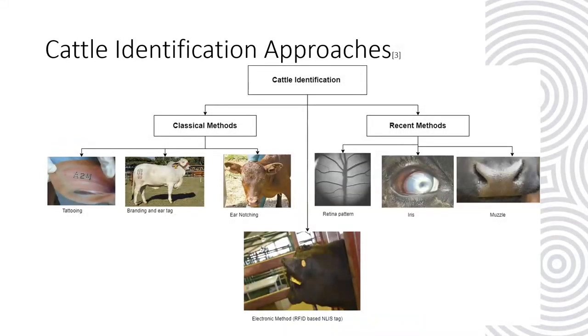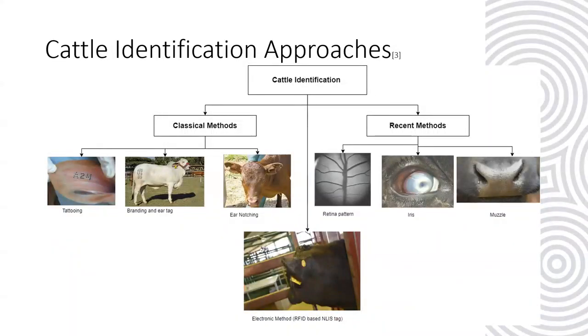So after a lot of work, researchers tried some more effective methods like iris pattern, retina pattern, and muzzle pattern. They are visual identifiers. But the difficulty of capturing the retina and iris patterns makes those methods ineffective on the farms. In recent years, researchers also talk about DNA patterns, but implementing DNA patterns needs specialized labs, and the result is not obtained instantly.